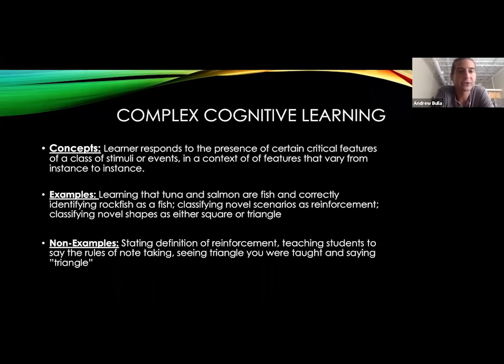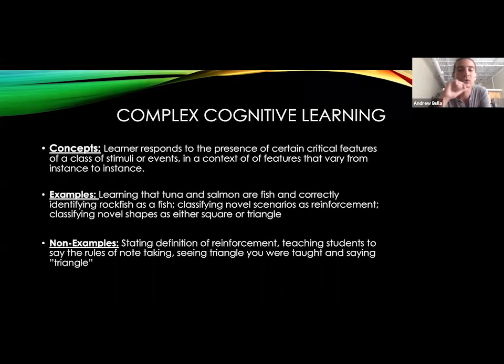Classifying a novel scenario as reinforcement would be an example of a concept. Classifying novel shapes as either square or rectangle. So it's never before seen instances of shape. I can say that's a square and that's a rectangle. Non-examples include stating the definition of reinforcement. So just because I can say what reinforcement is doesn't mean I can correctly identify instances of reinforcement throughout examples and non-examples. Teaching students to say the rules of note-taking. So just stating a rule doesn't mean I can use it. So that's living in column 2, just stating the rules of note-taking.